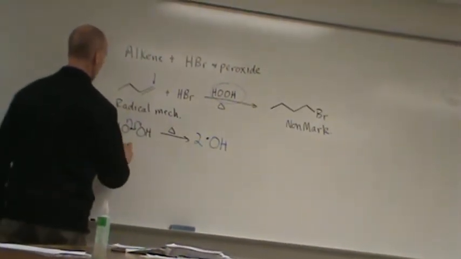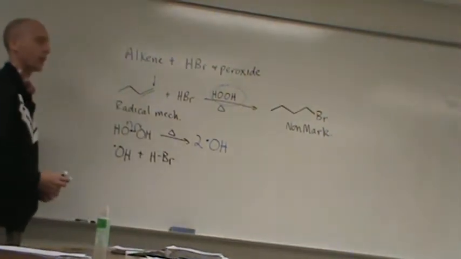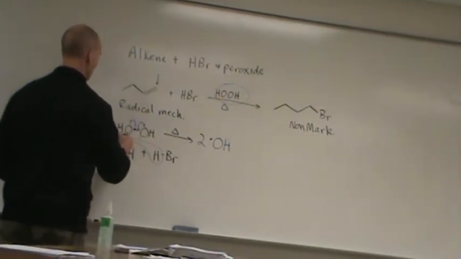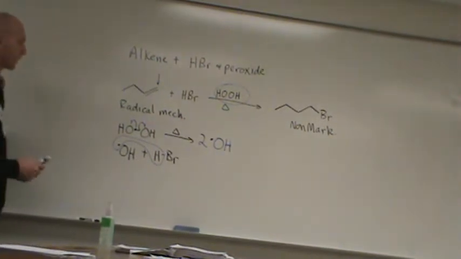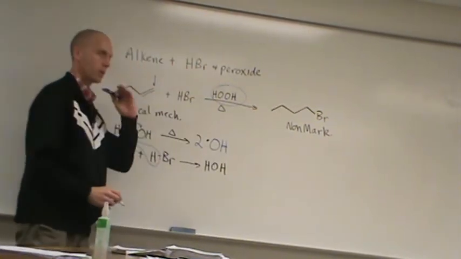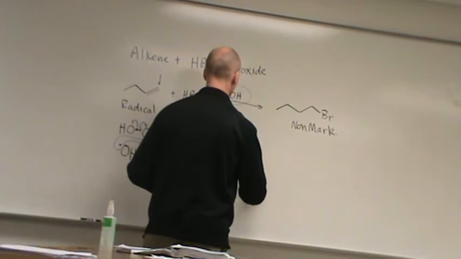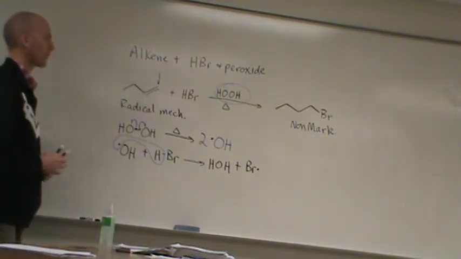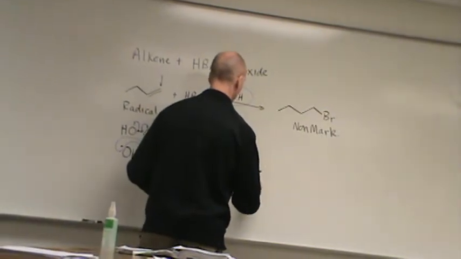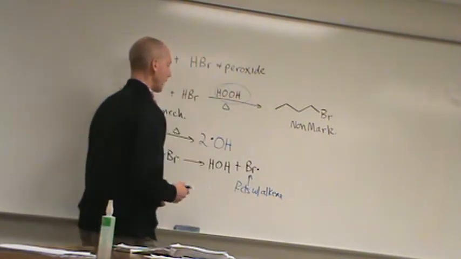So what happens next? Well, after this, let's use one of these hydroxide radicals, and it reacts with HBr. What happens here is a hydrogen abstraction. So the OH radical takes that hydrogen to become water. But the important thing that we get from this is what's left over, and that is the bromine radical. So this bromine radical forms, and this now reacts with our alkene.